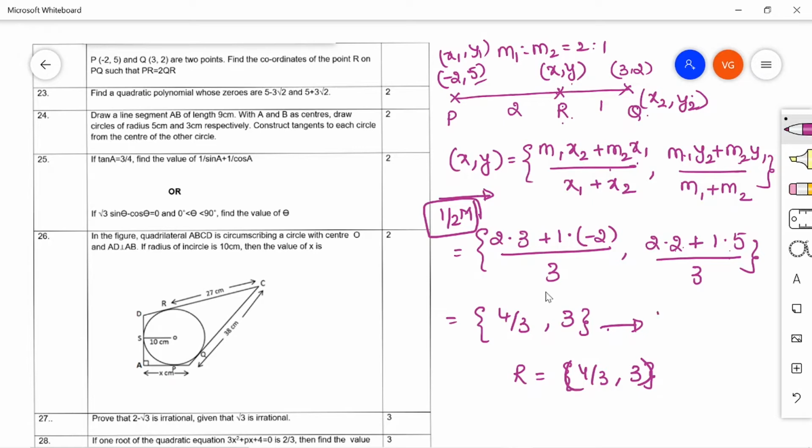Then solving this, you will get another half mark. Writing down the final answer with a proper sentence here, you will get another 1 mark here.